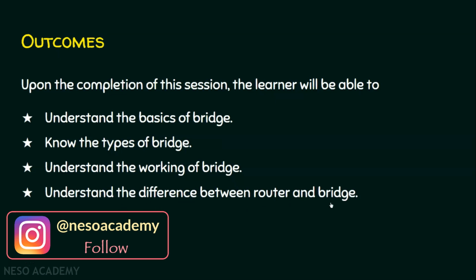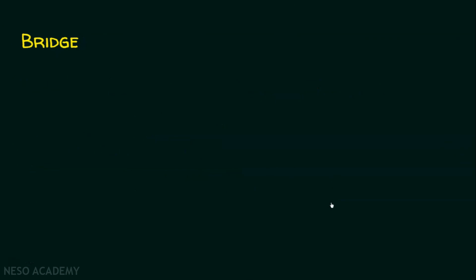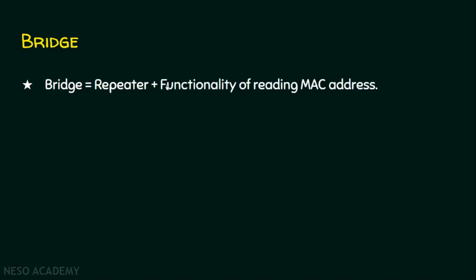We will start with the basics of bridge. A bridge is a repeater. If bridge and repeater are the same, then why do we need two different terminologies, two different concepts and two different devices? A bridge is normally a repeater, but with some additional functionality, and the additional functionality is that it has the potential of reading MAC addresses. So a bridge is normally a repeater with the additional functionality of reading MAC addresses.